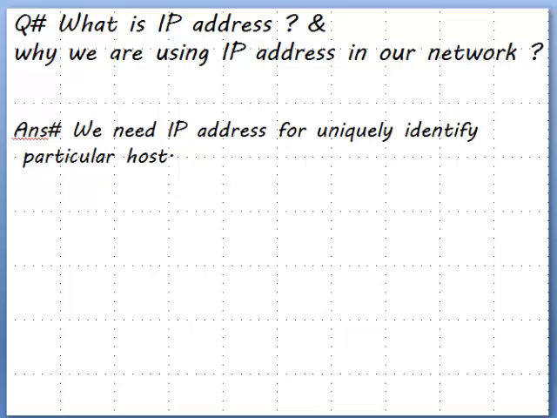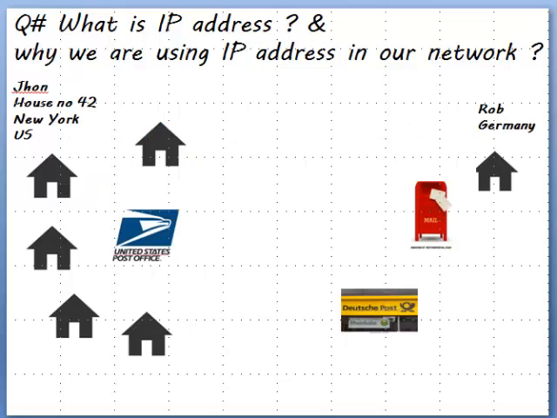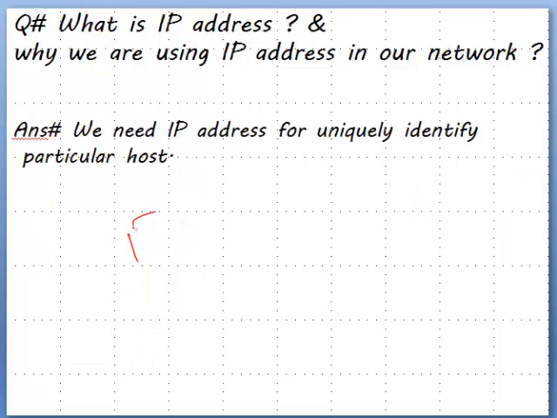Why uniquely? If we have multiple house number 42s in New York, it is difficult for the postman to deliver the letter, because they don't know in which house Mr. John is residing. So they will not deliver the letter, they give it back to the post office and say that the packet was not delivered. In a similar way, if we have multiple hosts with the same IP, the packet will not be delivered, it will be dropped. So now we have a complete answer: we need an IP address to uniquely identify a particular host in a network, and an IP address is a combination of network and host bits.